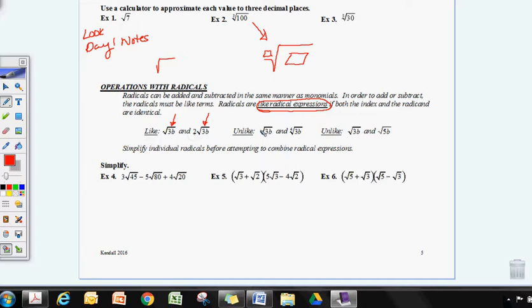Here, this is a square root of 3b, but this index changed. These are unlike terms. And unlike terms, notice on the inside there's a 3 and there's a 5. That means that those are different bases.